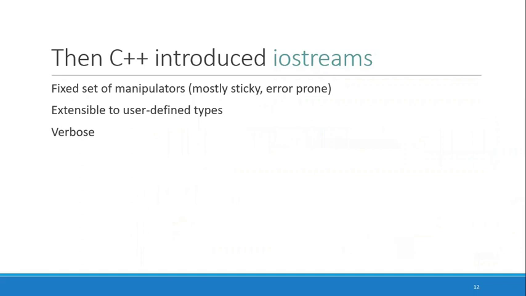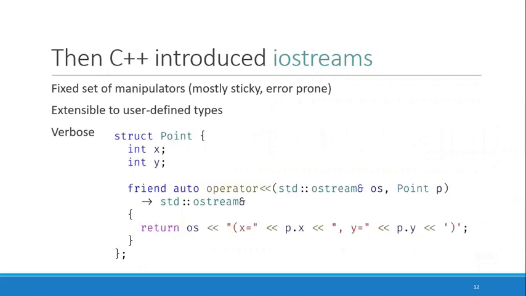Overall, in IOStreams we have this fixed set of manipulators, which are mostly sticky, which makes them error prone. If you want to format an argument in hex, you have to be very careful of undoing that hexness for everything else on your stream. But the big advantage to IOStreams, of course, is that it is extensible. If I have my point class, it is very easy for me to write a stream operator and make it printable. And this is just as printable as any other type in the system, which is fantastic.